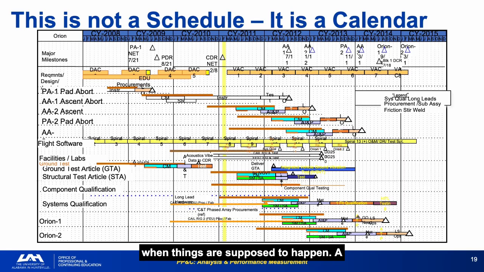A calendar tells you when things are supposed to happen. A schedule tells you why they will happen when planned, which tasks must precede them, which resources are required, and which risks could affect the timing. If the document your program calls a schedule does not have logic links, resource loading, and float calculations, it is a calendar. Manage it accordingly.